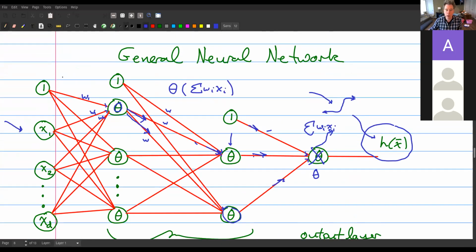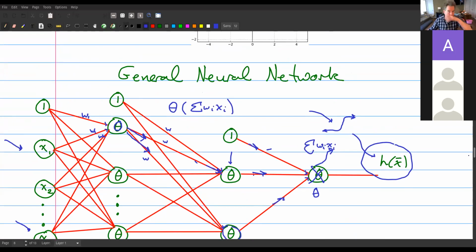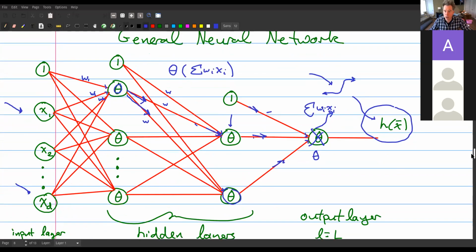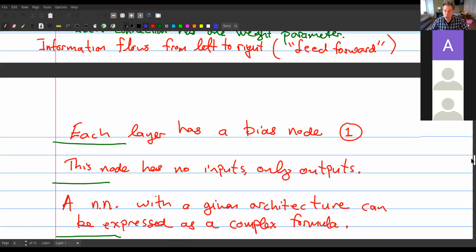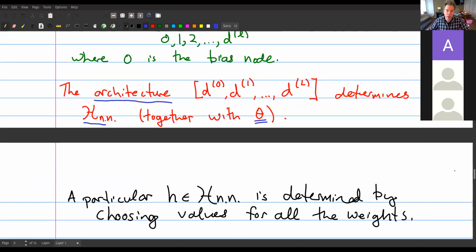Here we've decided that the input layer is length D, and this one is length whatever. Once you decide how many nodes are in each layer and how many layers there are and what the activation function is, you've determined everything except for the particular values of the weights. And we call this information, excluding the weights, the architecture. And that gives you the hypothesis class. So the hypothesis class for a given neural network is specified by a vector like this.